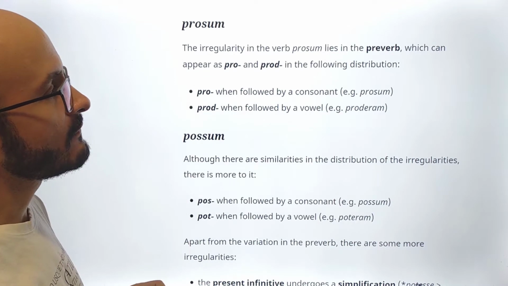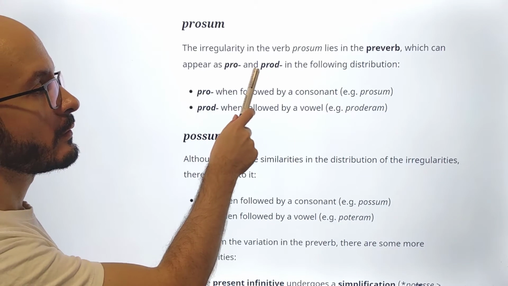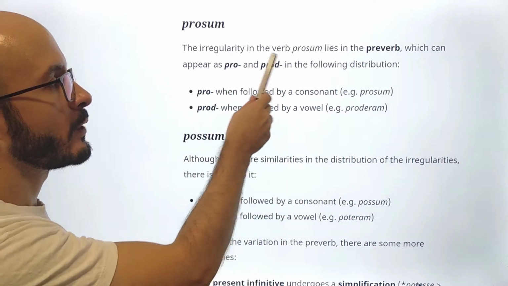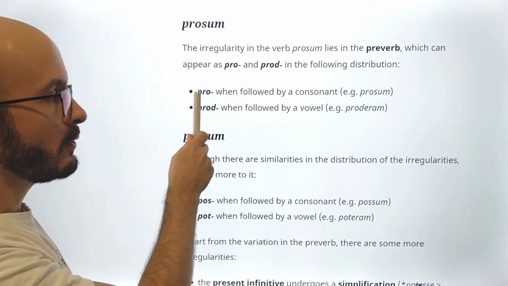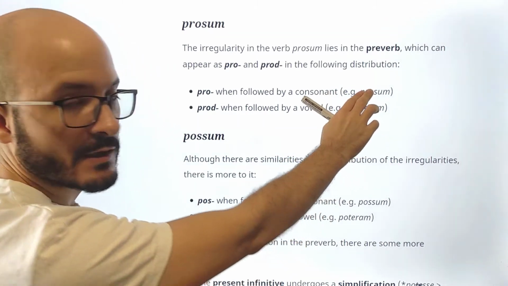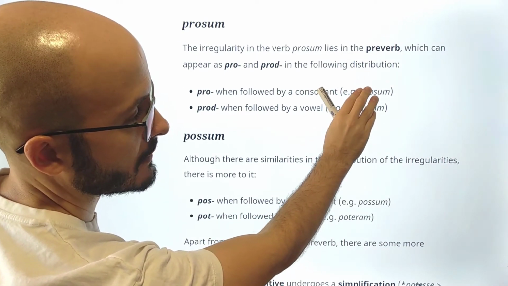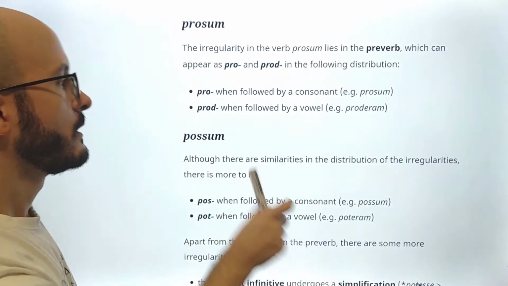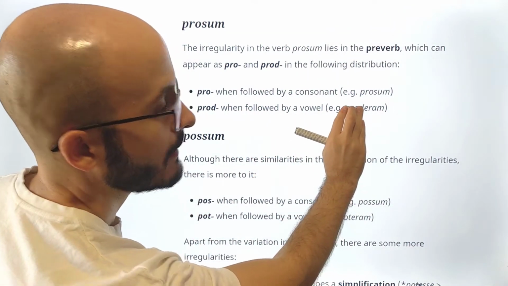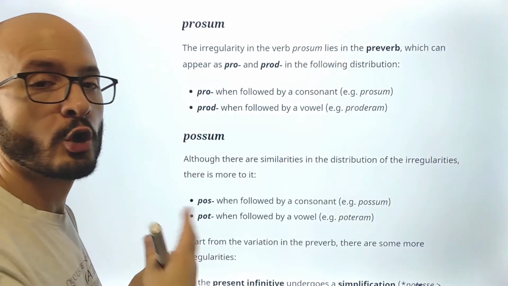The irregularity in the verb prosum lies in the preverb, which can appear as pro or prod in the following distribution. So when do we have pro and when do we have prod? We have pro when followed by a consonant. So for example, sum is the basic form, so it starts with a consonant, so we have prosum. Then we have prod when followed by a vowel. So for example, here we have eram. So we wouldn't say proeram, we would say proderam.